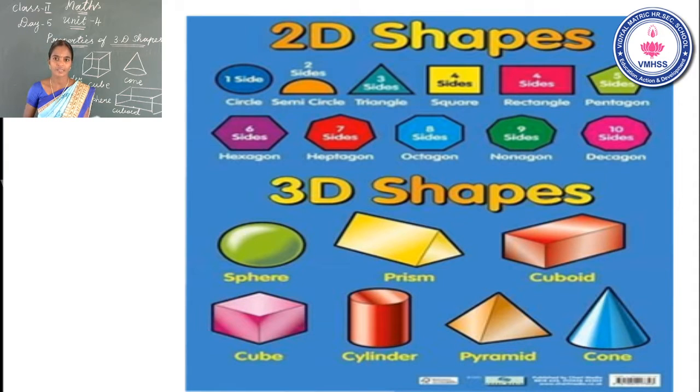Children, see the next slide. Shapes are given. First 2D shapes, below 3D shapes. So 2D shapes means two-dimensional shapes. Next, 3D shapes. So 3D means three-dimensional shapes. Children, 2D shapes are also called flat shapes. 3D shapes are also called solid shapes.